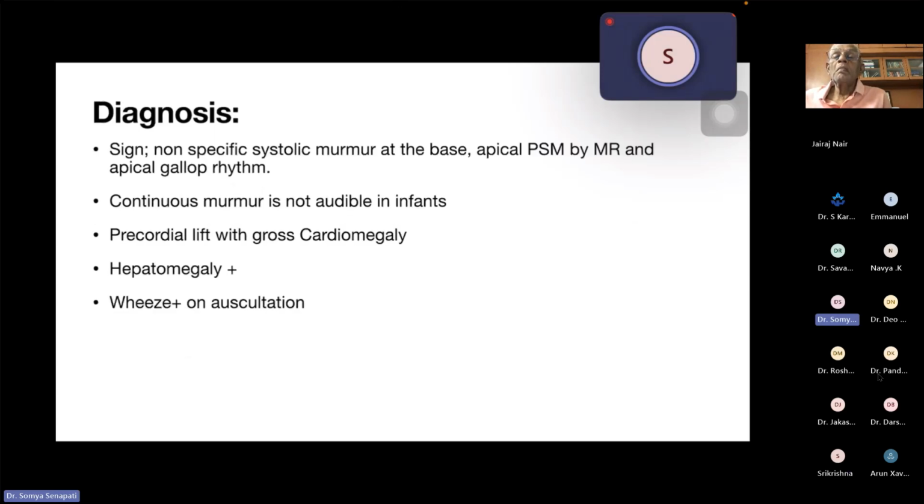Signs are very non-specific because we see a non-specific systolic murmur at the base. We can find a pan-systolic apical murmur, which is from the MR component, and there might be an apical gallop rhythm because of failure. Continuous murmurs are not audible in infants. We can see a precordial lift with a gross cardiomegaly picture. Patient can have gross hepatomegaly, and on auscultation, we see that V waves are rare.